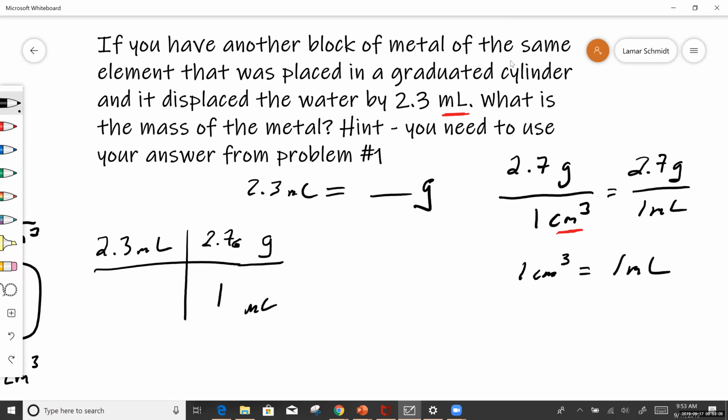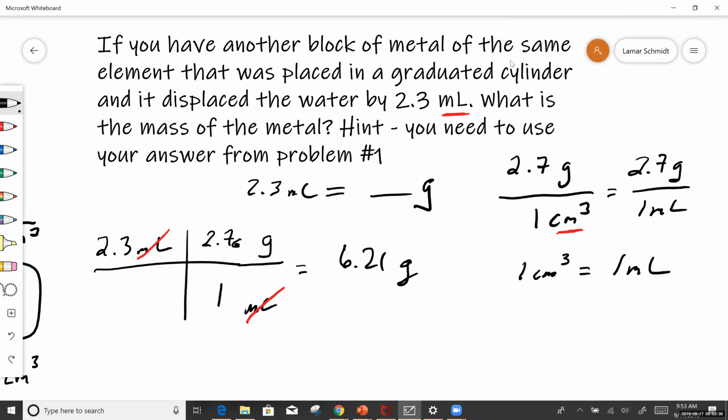So 2.3. What are we doing with our values there? We're multiplying. All right. So what's 2.3 times 2.7? 6. Oh my goodness, I can't get away from this red pen. 6.21. And what's my unit? Grams. It's the unit of mass. Now look at this. Milliliters and milliliters divide out. Do you see that? And so you're at 6.21 grams.